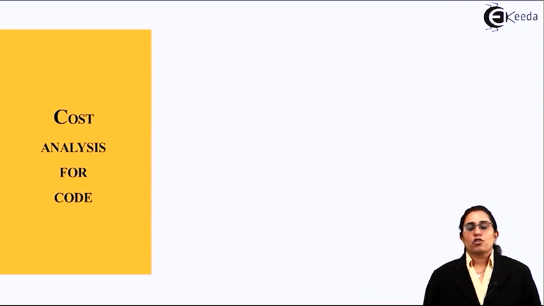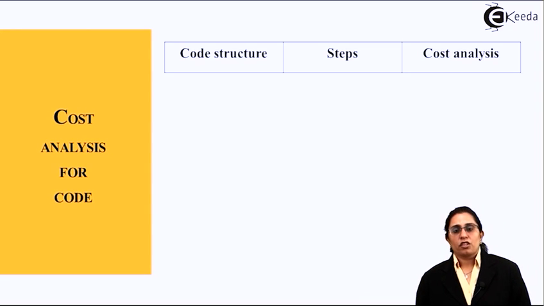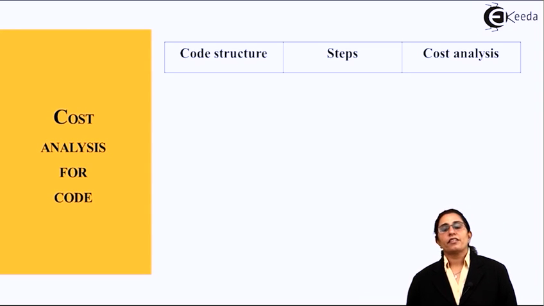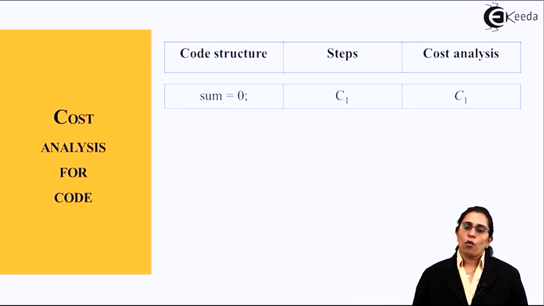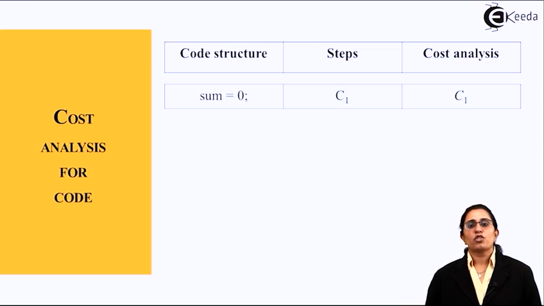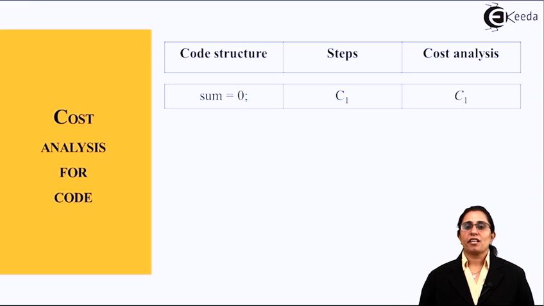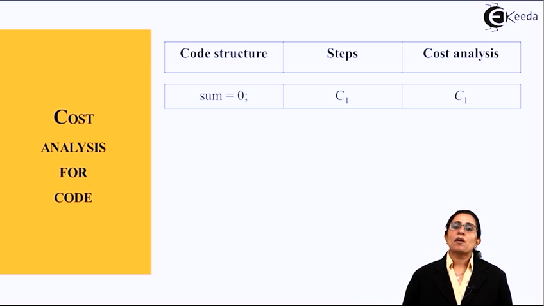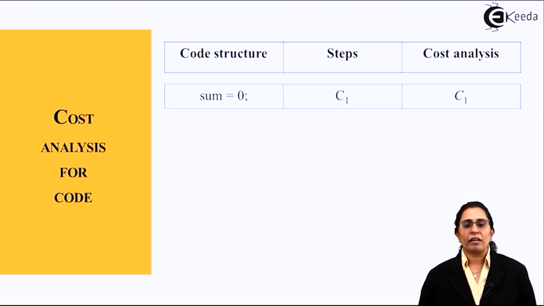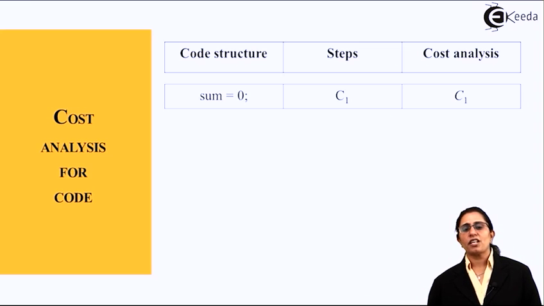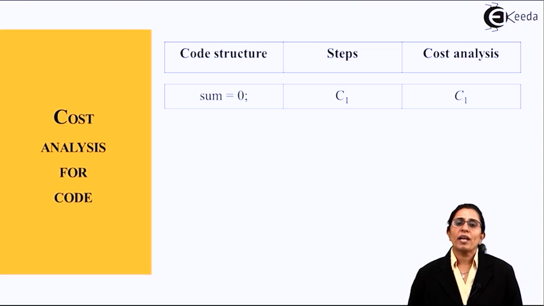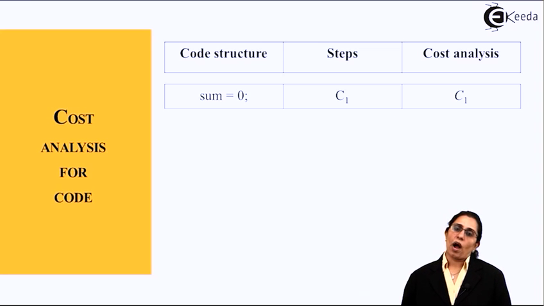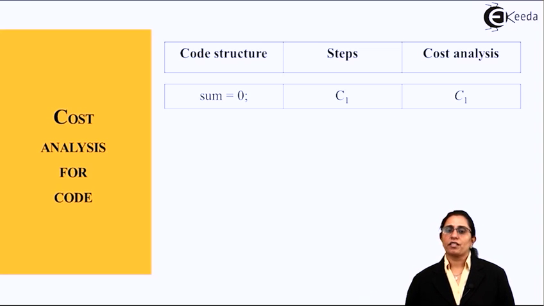The cost analysis for the code is based on the code structures given to us, the steps, and finally we do a simple cost analysis. Now for this particular statement, which is known as an assignment statement, sum is equal to 0, the step is C1, that is anything that we can give, it is a constant step. So for the cost analysis, as we are doing for the code, we give it the terminology C1 and the cost for it is also C1.